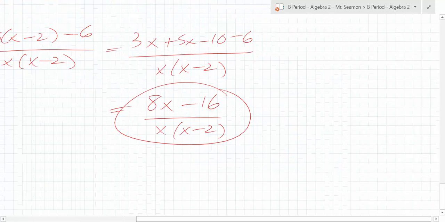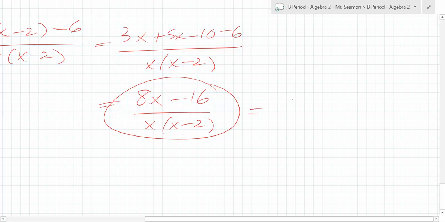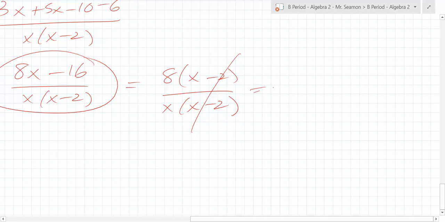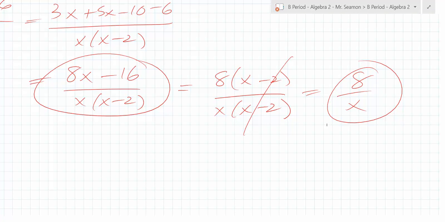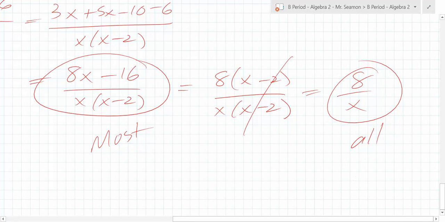Done. You could, if you want, factor the top. What does that become? 8 times. Oh, wait, we're not quite done. All over x times x minus 2. What cancels? Boom. Well, this would be the final answer. That would be really nice. Look at that. This would be most credit. That's a good one. It's kind of a cool one.